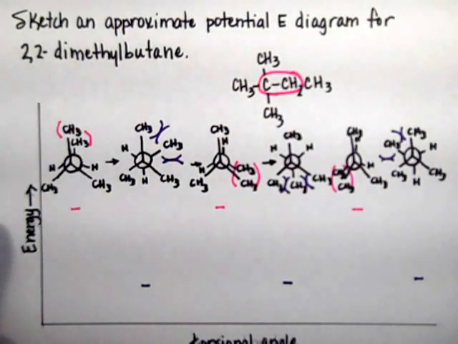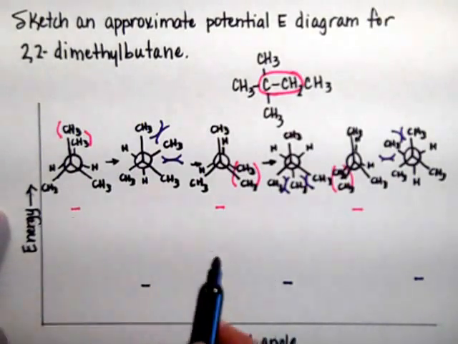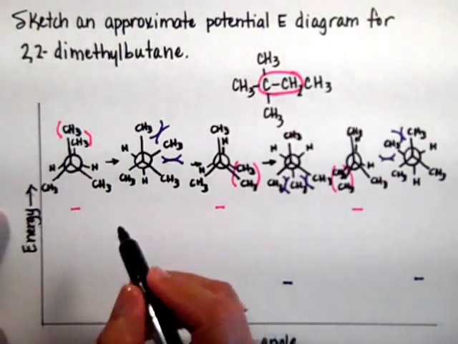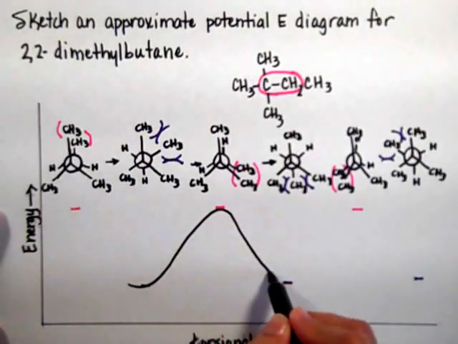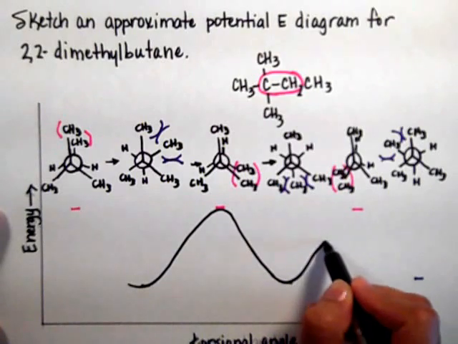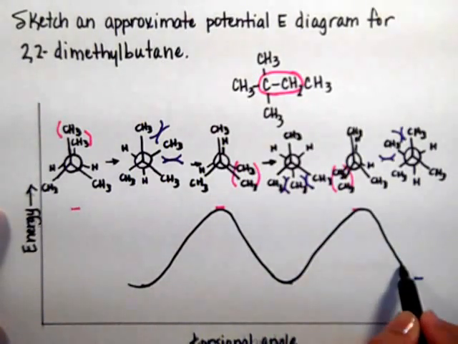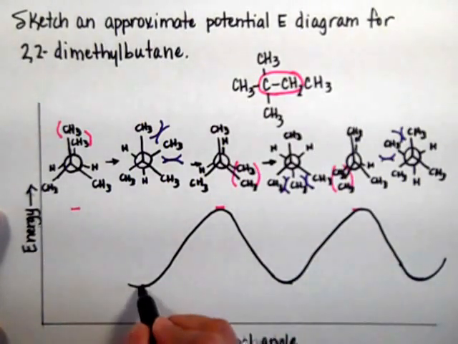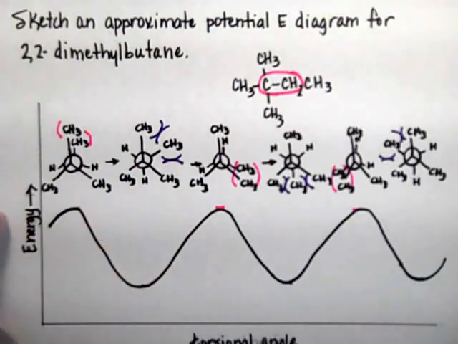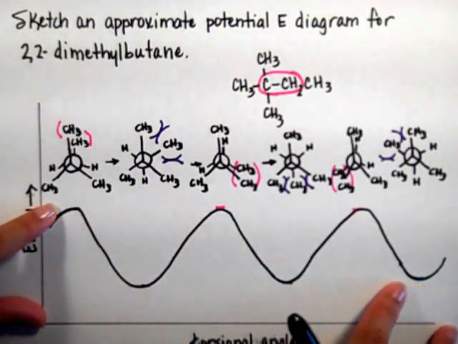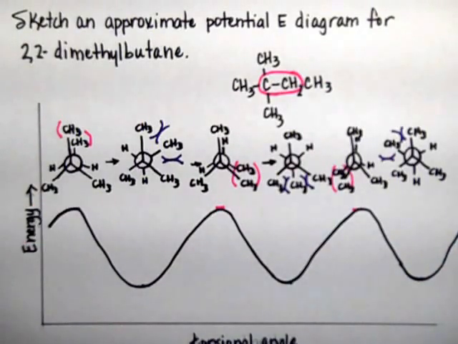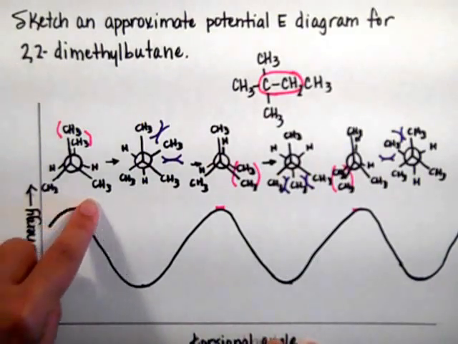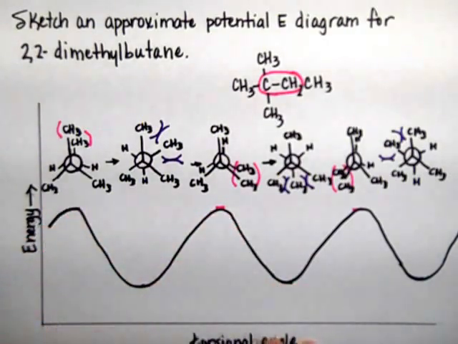And now it's a matter of how artistic you are. I'm not very artistic, so I'm going to try my best to make a curve. But the idea of the curve that I'm trying to make is to show that the 3 eclipsed and the 3 staggered have the exact same energy. So this keeps going and going. This potential energy diagram shows that the eclipsed conformations all have the same energy, and the staggered ones all have the same energy.